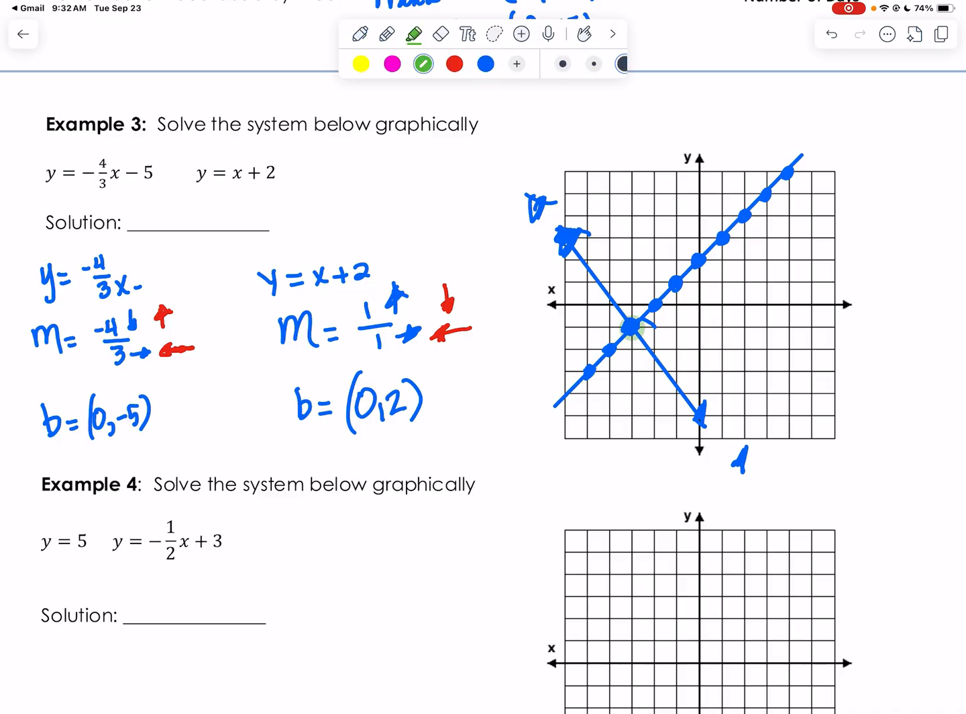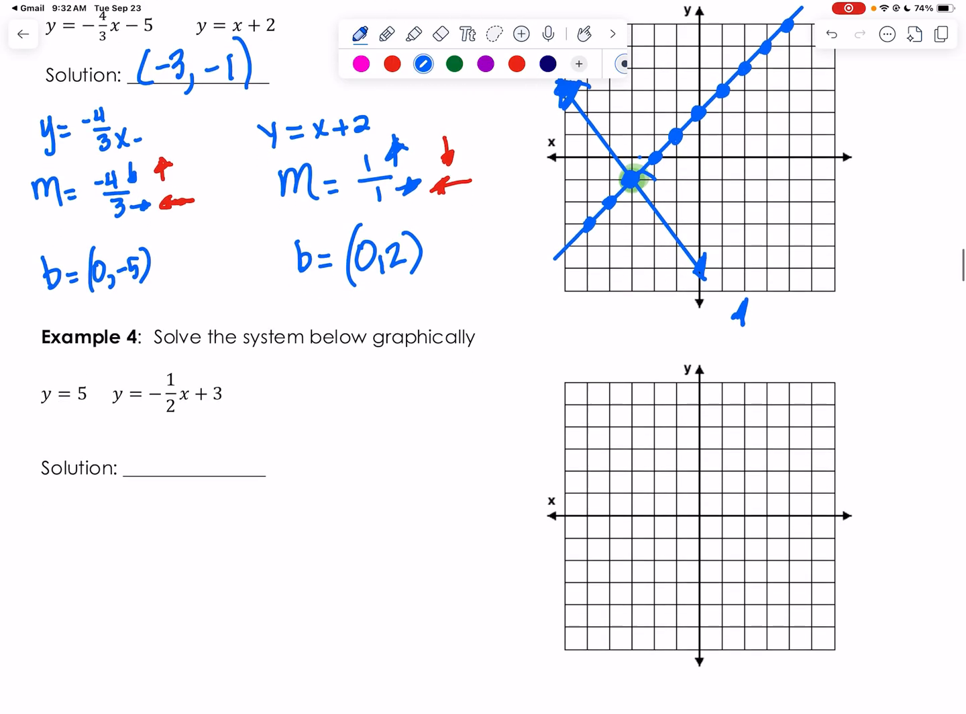Let me highlight it for you right here. And so all we need to do is name that ordered pair as a solution. So 1, 2, 3, negative 3, and then down 1, so negative 1. So there's our ordered pair.